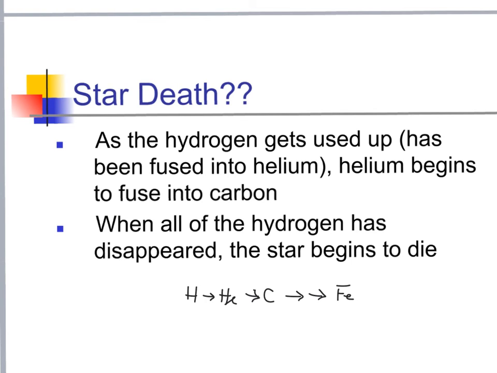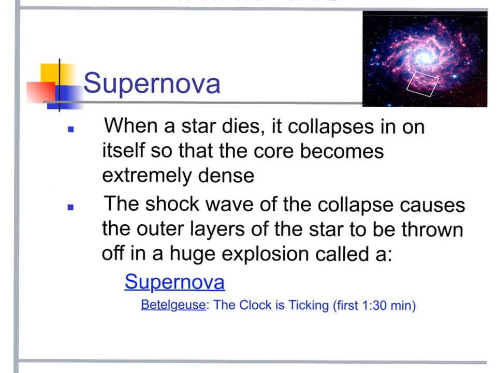The age of a star is determined by how much hydrogen is still in the star. When that hydrogen disappears, the star will begin to die. When a star dies, it will begin to collapse in on itself because the core is so dense, and it just collapses in itself and causes a huge explosion that we call the supernova explosion. Pause the video. I'm going to attach 2 more videos below, one of what a supernova explosion would look like, and one about Betelgeuse. Remember, that's our red star in the constellation Orion.